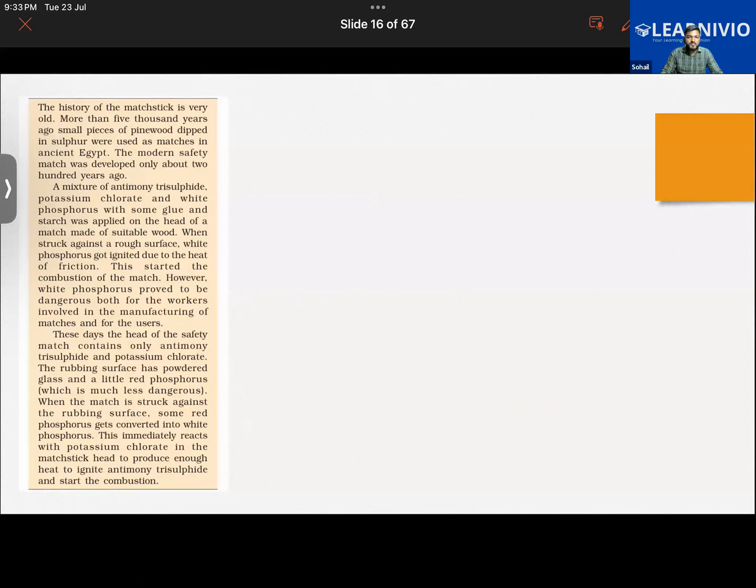Can you repeat the question, sir? I have some network issue. Okay. Out of the three types of combustion we have studied, which one of them does not require an external source of heat?